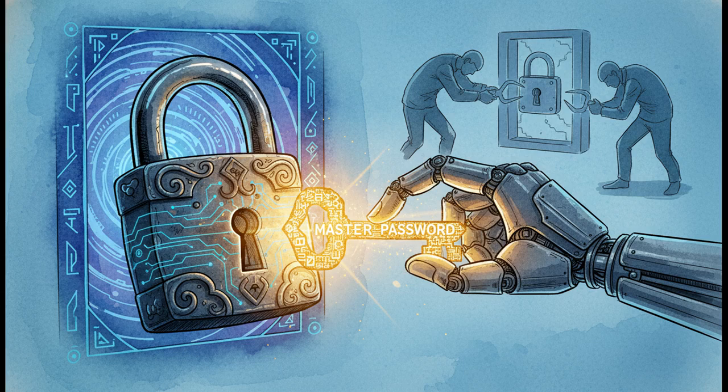So, we've locked the front door. Now we need a seriously strong key for it. Think of this as the master password for your agent. If someone does manage to get onto your machine, this token is the only thing standing between them and total control. It has to be completely unguessable.